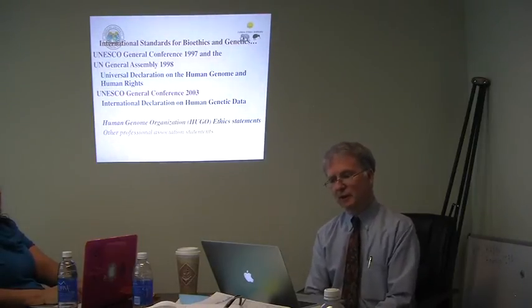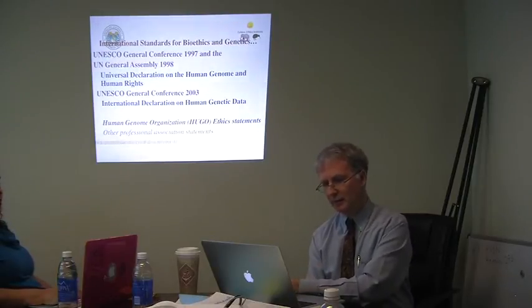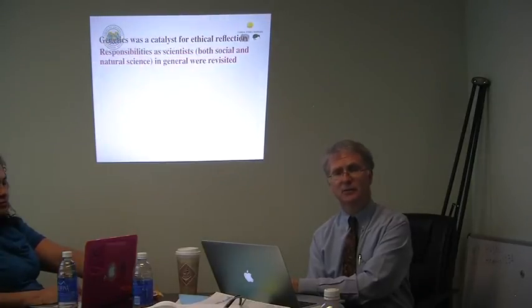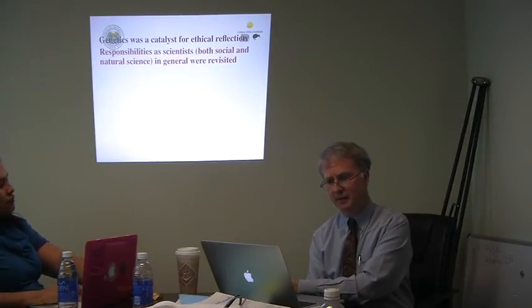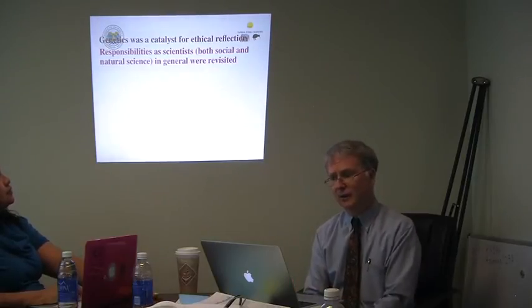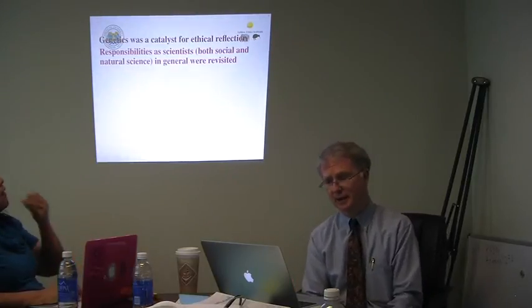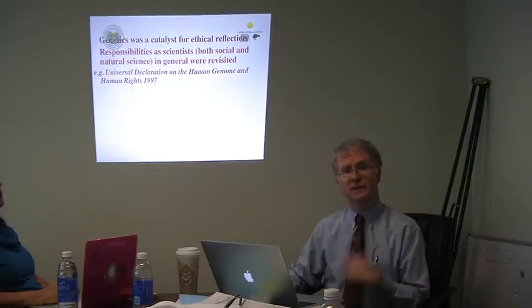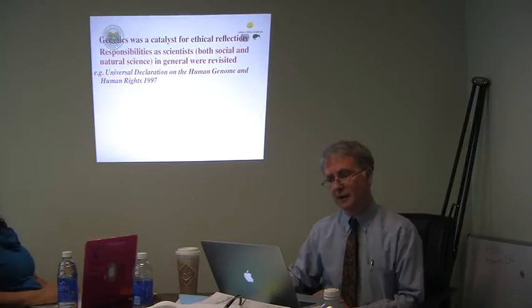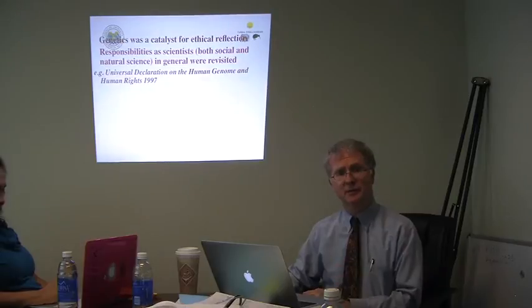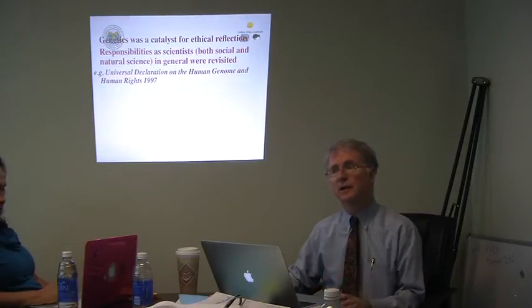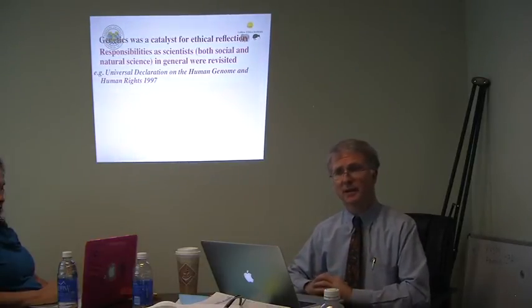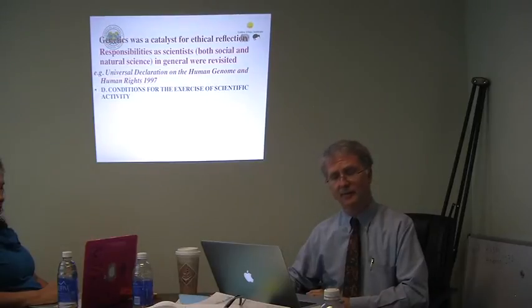I'm going to talk about the Human Genome Organization as an example of a professional association statement. But there are, of course, other general ethical guidance documents for regulating genetics practice. Genetics was a catalyst for ethical reflection. The responsibilities as scientists, both social and natural science in general, were revisited. And we saw this, the first declaration on bioethics was because of the Human Genome Project. It was seen as an issue in the 1990s which could bring all the countries of the world, despite their different cultures and practices, together to agree upon a document.